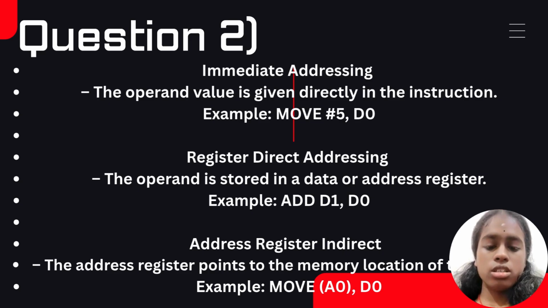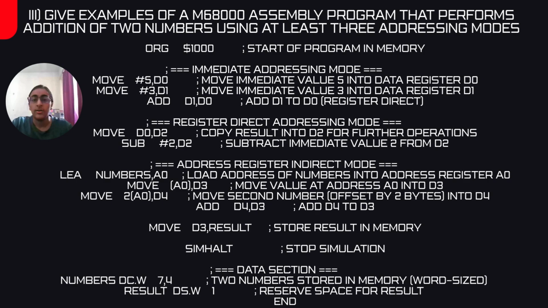Example, ADD D1,D0. Address register indirect: the address register points to the memory location of the operand. Example, MOVE (A0),D0. So I'll be explaining question 3. Give an example of an M68K assembly program that performs addition of two numbers using at least three addressing modes.